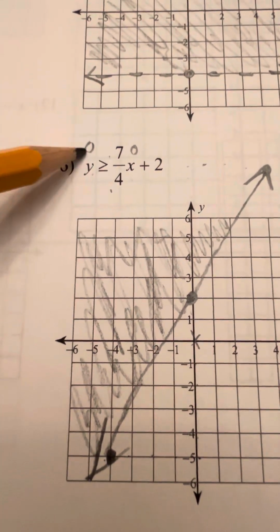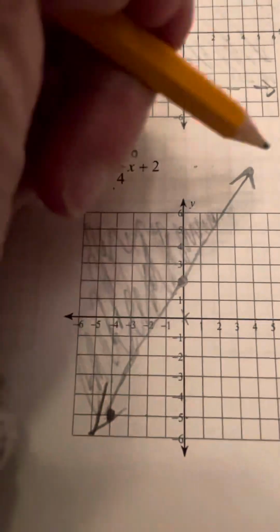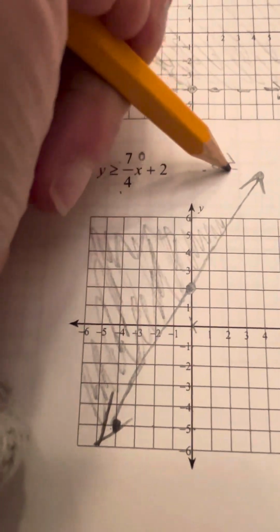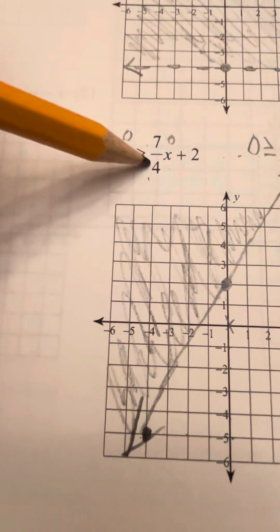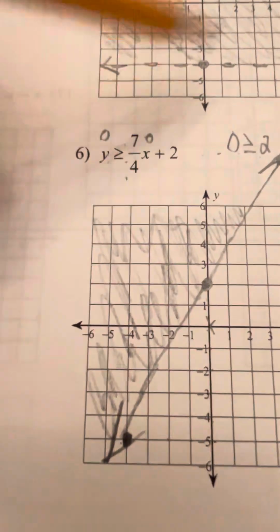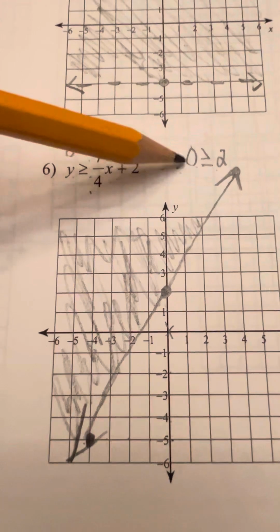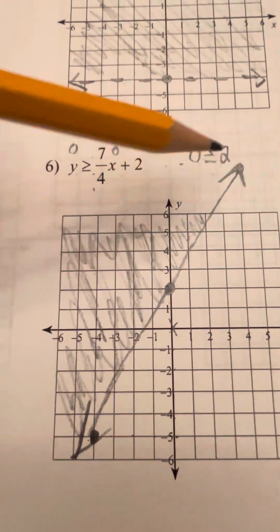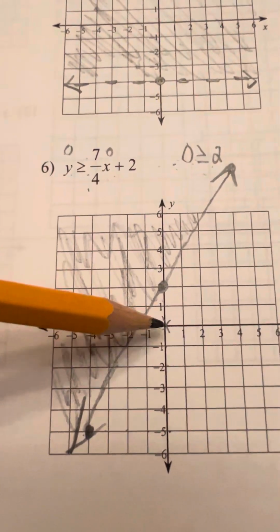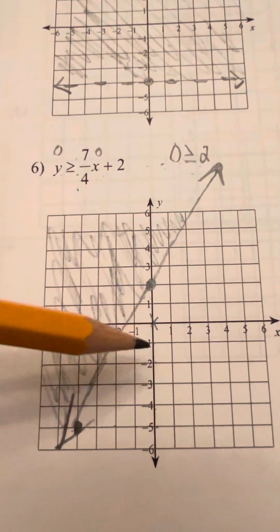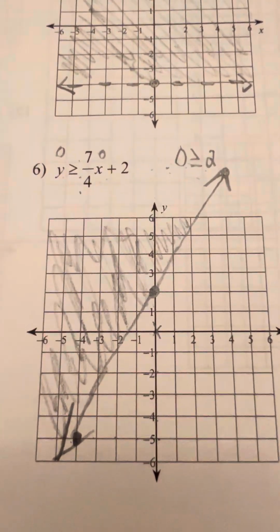So if I put 0 in here, obviously it would be 0 is greater than or equal to, this is going to make 0 plus 2, so this is going to be just 2. And then you ask yourself, does this make sense? 0 greater than or equal to 2? The answer is no. So since it's a false statement, this point right here is not a solution set. So I shade the opposite side.